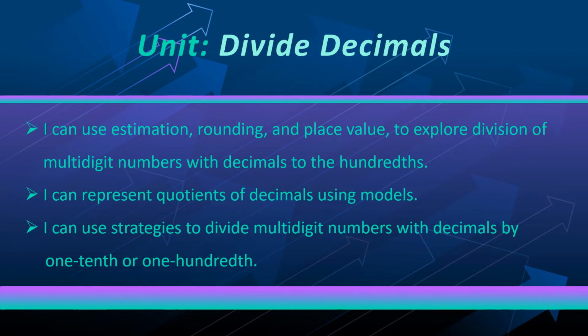In this 5th grade unit of study, we will focus on the following key concepts. These goals can also be found in the STEMscopes parent letter. I can use estimation, rounding, and place value to explore division of multi-digit numbers with decimals to the hundredths. I can represent quotients of decimals using models. I can use strategies to divide multi-digit numbers with decimals by 1/10 or 1/100th.